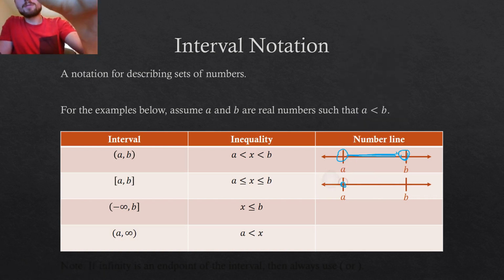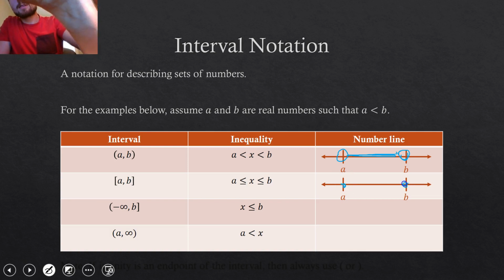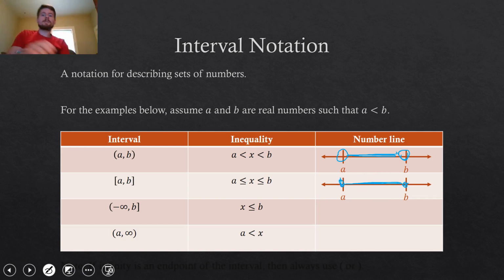When you use square brackets like that, that just means include our endpoints. So the difference is we fill in these circles. You fill in the circles, and then you shade in everything in between. Okay, there we go. So that's the only difference between brackets and parentheses.